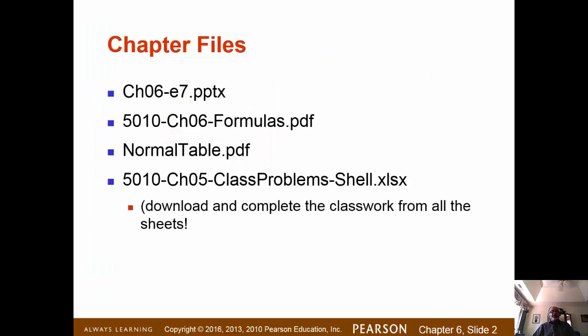And these are the files that you need. As usual, we need the PowerPoint file, where the formulas are, and the Excel file that you need to download and work on. In addition, we have one more file here, which is the normal table, and that's a PDF file. It's a good idea to print this file and keep a printed copy of this table with you. We will be using both the normal table as well as the Excel functions to find normal probabilities.